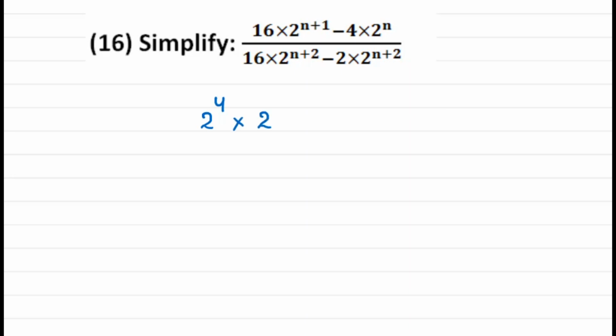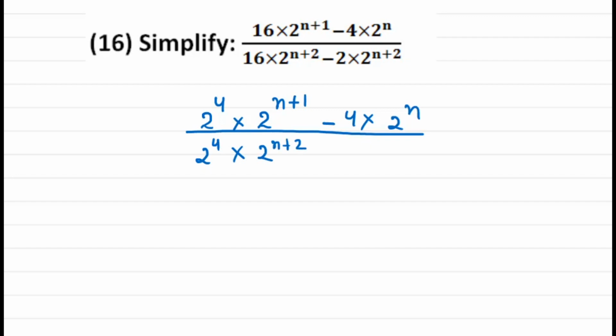Okay, here we'll write this as (2^(n+1) − 4·2^n) divided by (16, again it is 2^4·2^(n+2) − 2·2^(n+2)). Now here you can see you have 2^n and these terms, so you cannot simplify it easily, without taking anything you cannot simplify it. So here what we will do, we will take 2^n as common.